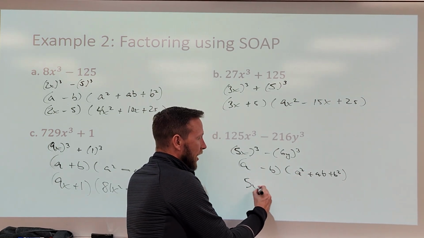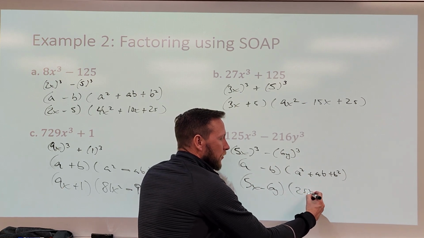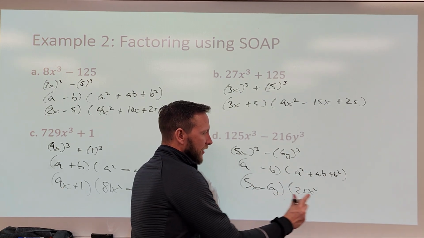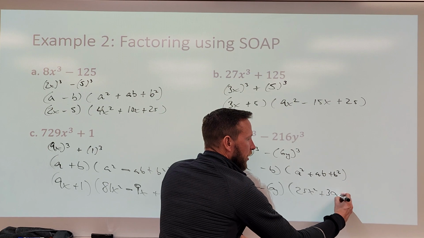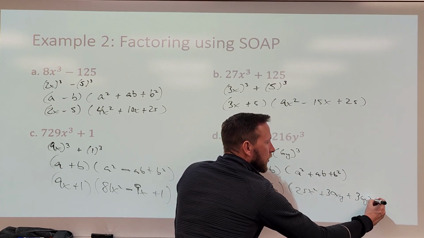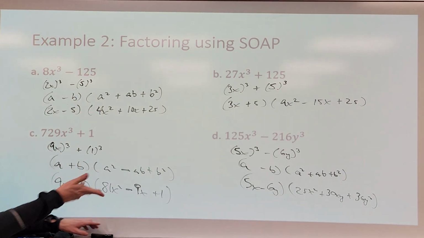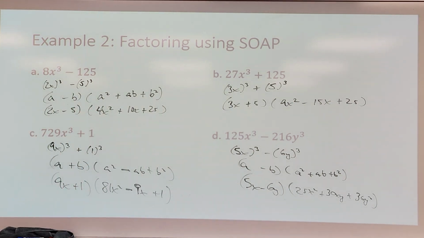So 5x's minus 6y's, 5x times 5x, 5x and 6y multiply to give us 30xy, and 6y and 6y, always positive. So hopefully you can do that work with that sum and difference of cubes.